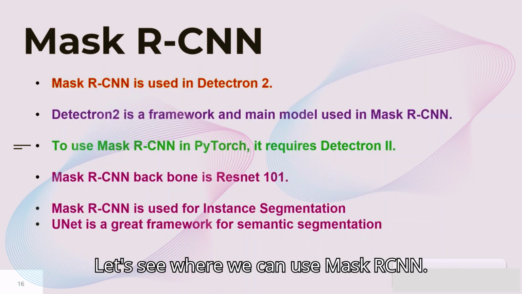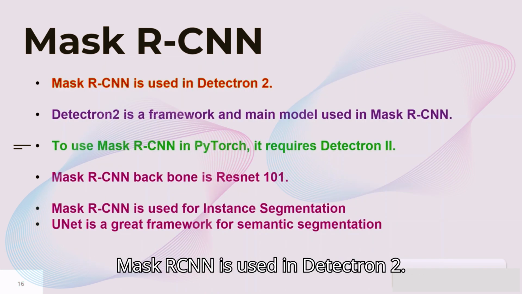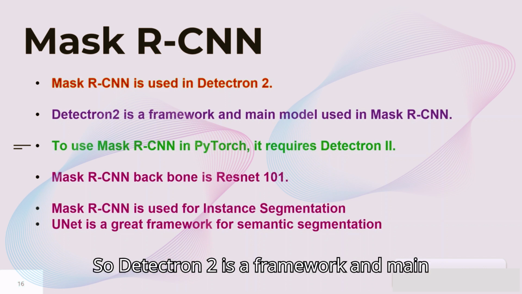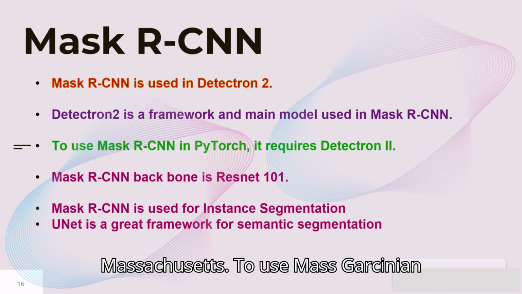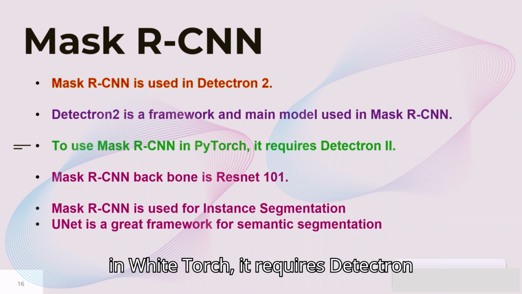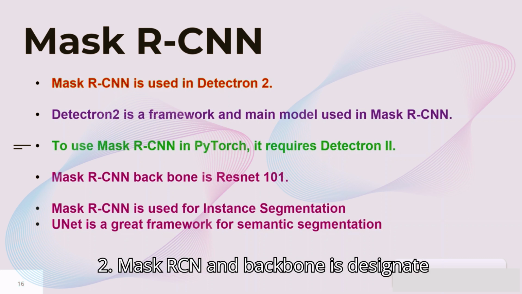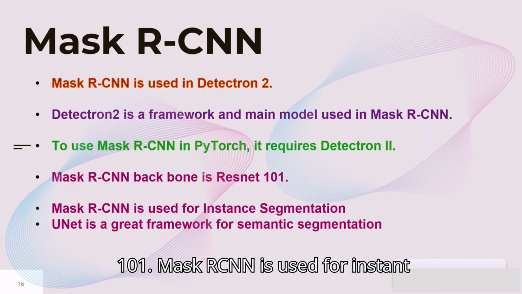Now let's see where we can use Mask RCNN. Mask RCNN is used in Detectron 2. Detectron 2 is a framework, and the main model used in Detectron 2 is Mask RCNN. To use Mask RCNN in PyTorch, it requires Detectron 2. The Mask RCNN backbone is ResNet 101.